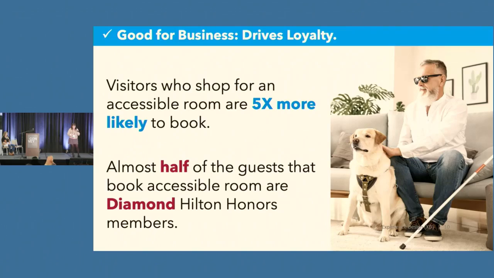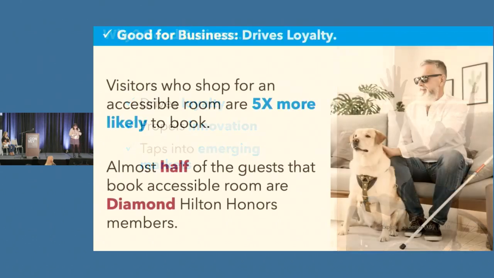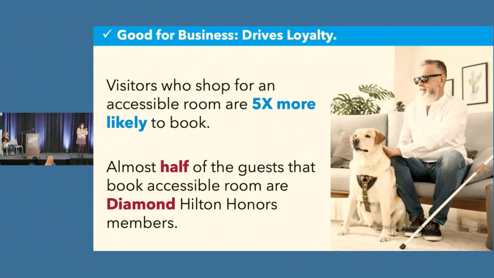What we've found through our own analytics is that visitors who shop for an accessible room, so there are three types of accessible rooms: mobility, hearing and visual, are 5 times more likely to book when folks on our site are shopping for them. We're interpreting that as being high loyalty. The other thing that we learned is that almost half of the people that are booking these accessible rooms are actually our highest tier loyalty members. So that was a little shocking, I guess, information that we learned as we were diving into the analytics. So, good business because it drives loyalty.